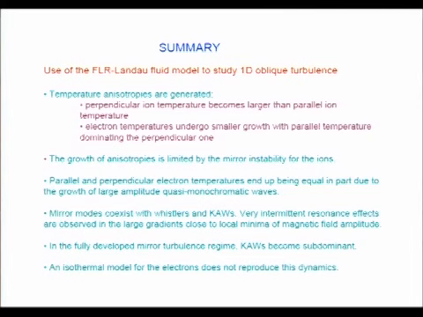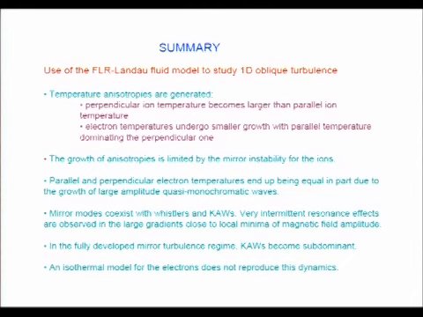So as a summary, I want to mention that the important thing here is that temperature anisotropy is generated. Perpendicular ion temperature becomes larger than parallel ion temperature. Electron temperature undergoes smaller growth, but with parallel temperature which dominates. The growth of anisotropy is clearly limited by the mirror instability. There is a growth of large amplitude quasi-monochromatic slow modes which lead to equalization of parallel and perpendicular electron temperatures.